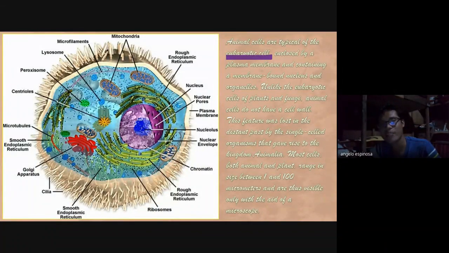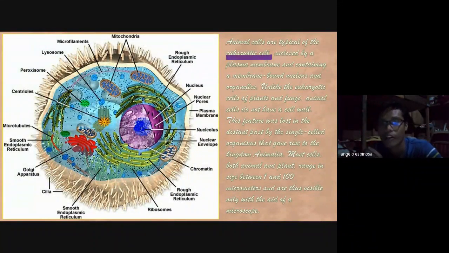What is the difference between eukaryotic cells and prokaryotic cells? Eukaryotic cells are cells containing a membrane or bound organelles. They are the basis for both unicellular and multicellular organisms. When you talk about prokaryotic cells naman, they do not have any membrane, wala silang bound organelles, and they are always part of unicellular organisms.